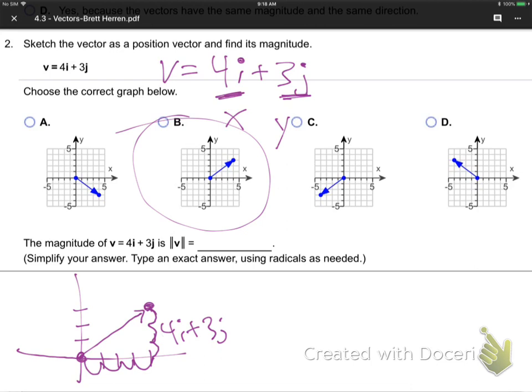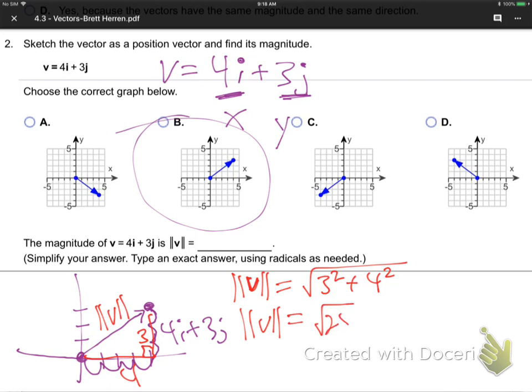So if you just draw a little triangle here, that's going to be over 4, up 3, right angle. This is the magnitude of v. I'll write it formally: it's the square root of 3 squared plus 4 squared, or vice versa. So the magnitude of v is the square root of 25. Magnitude of v is 5. The length of v is 5.